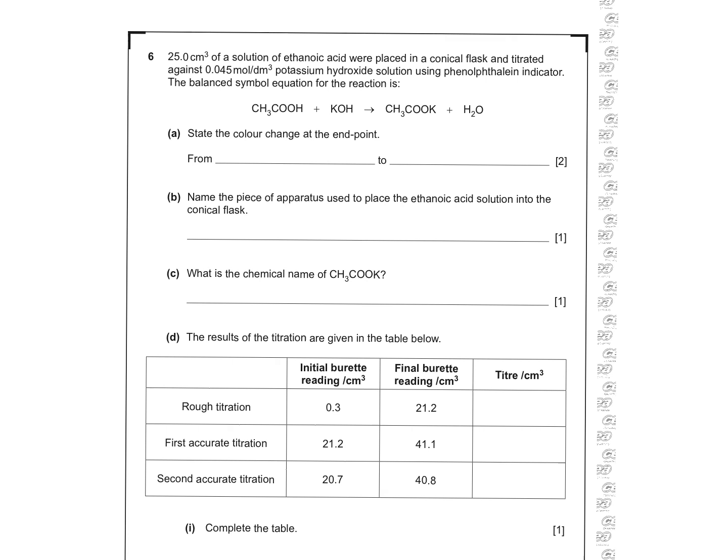On to the last question then. We've got ethanoic acid is placed in the conical flask, and that's where the phenolphthalein is going to go. So the phenolphthalein in acid will be colourless, and then we're adding an alkali to it, so it'll go pink. So from colourless to pink. Part B, the apparatus that's used to place the acid into a conical flask is a pipette.